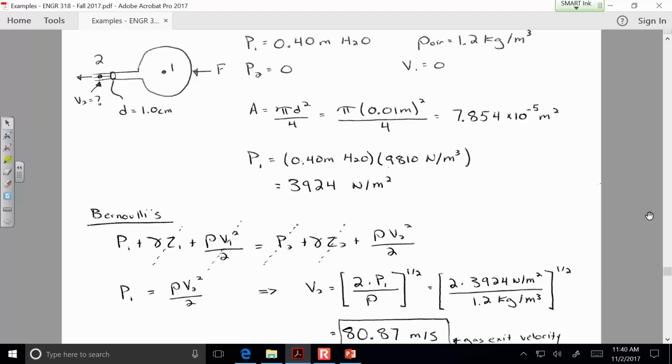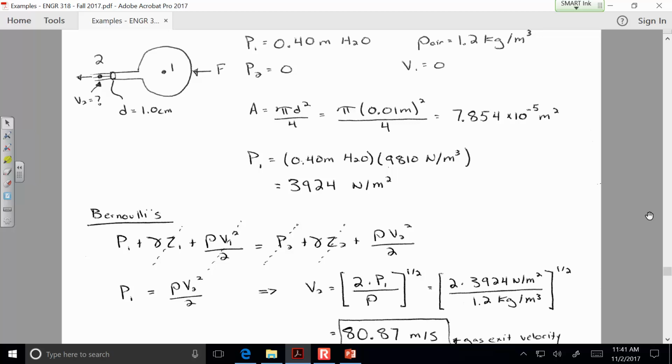What about this jet that's coming out? Why have I assumed that the pressure at 2 is 0? It's just open to the atmosphere, right? And so the atmosphere that's surrounding the outside of the balloon has the same pressure as the air that's coming out of the balloon. So this pressure measurement that we had of 0.4 meters of water, that was a pressure measurement relative to the outside of the balloon.